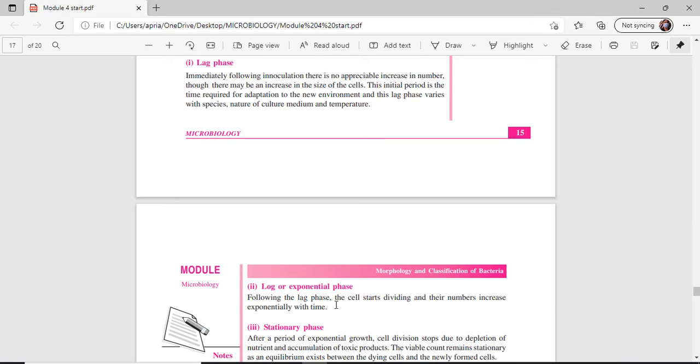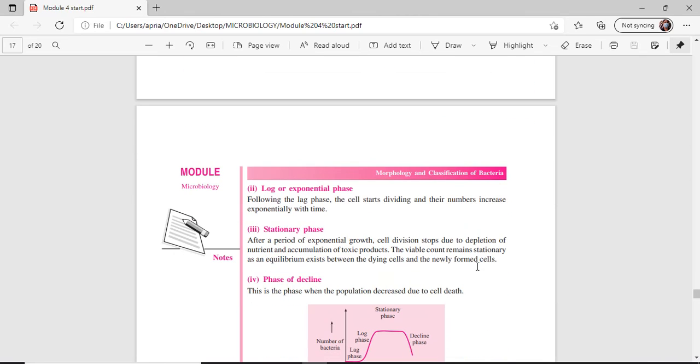Okay, following the lag phase is the start for the cells to divide, and their numbers increase exponentially by the time. Anong ginamit ng exponential? Because it is raised sa 2 or square. Exponential kay ga multiply siya in binary or by 2s. Okay?